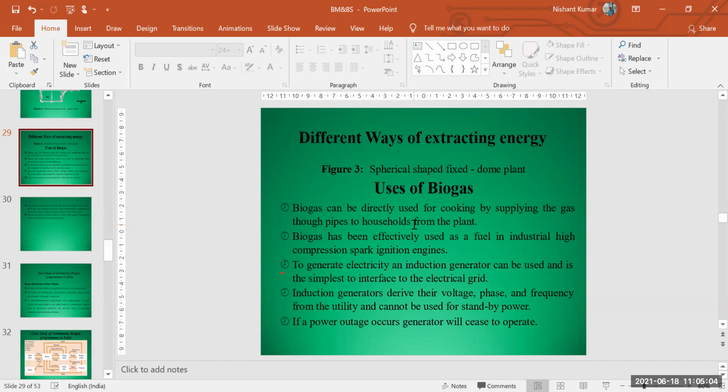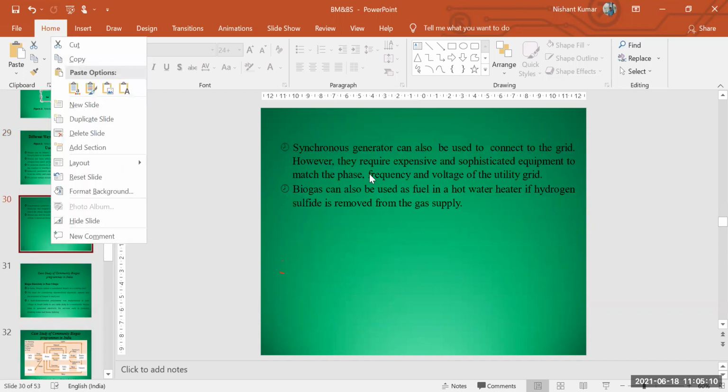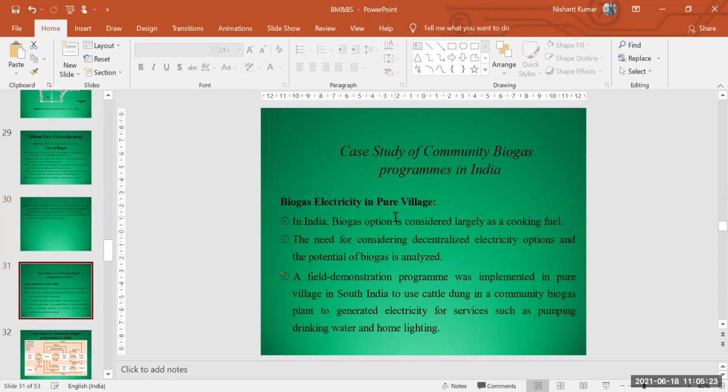Now, biogas can also be used in a hot water heater if hydrogen sulfide is removed from the gas. This is also one of the segments. Now we'll look at the case studies.